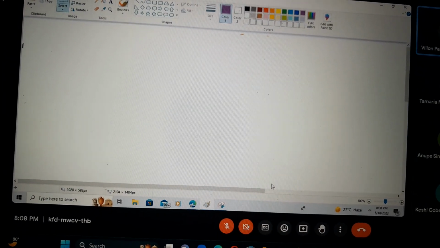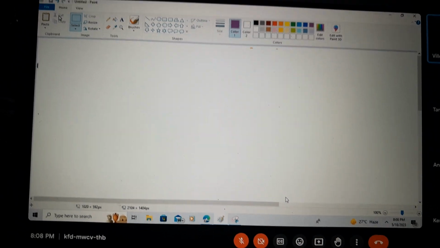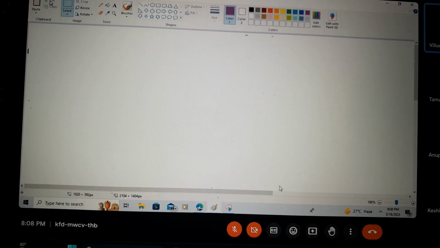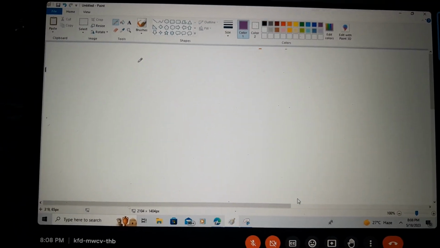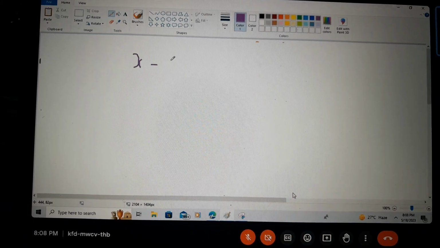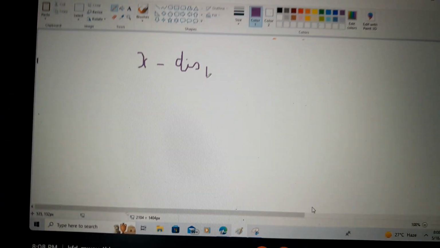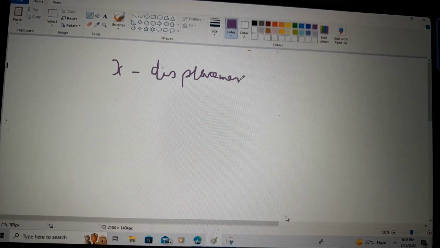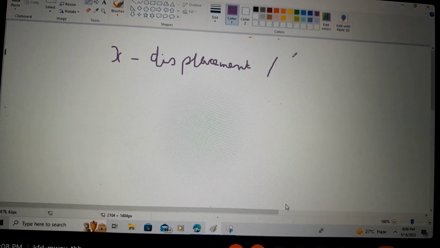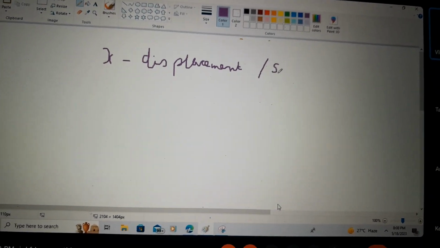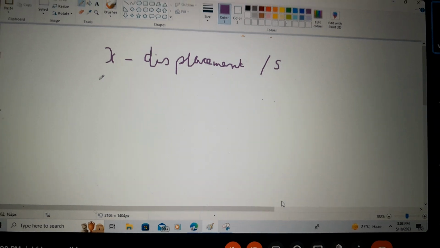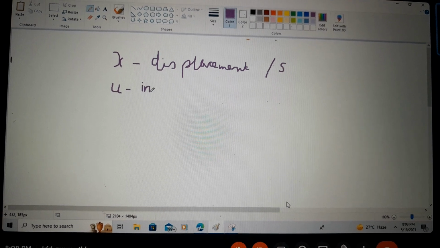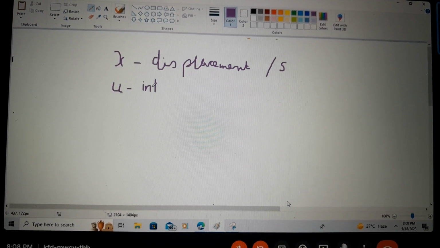Acceleration, displacement, and velocity, right? Sometimes you see x standing for displacement, or in some books you see s. Some books use s, some books use x for displacement. We have u for initial velocity. Velocity is speed in a direction, right?